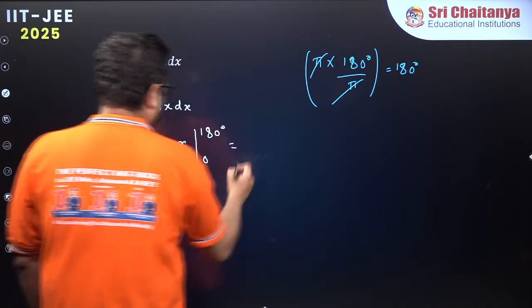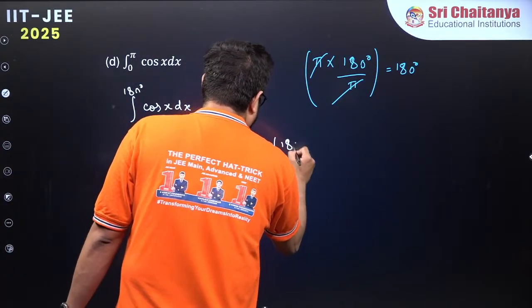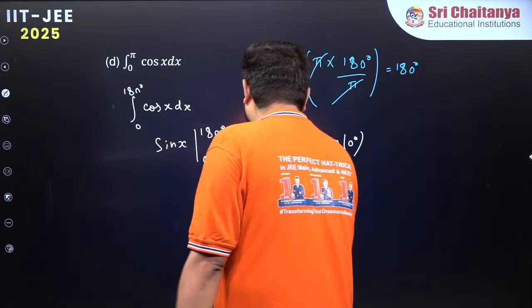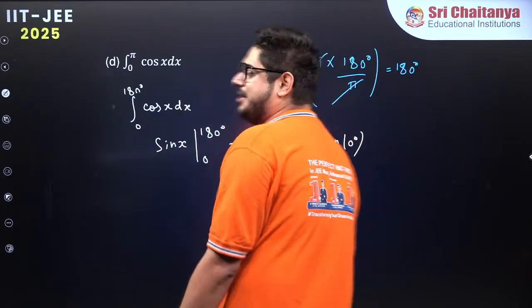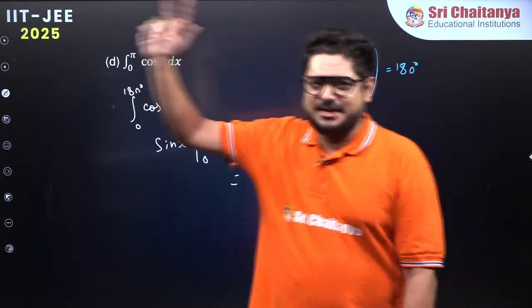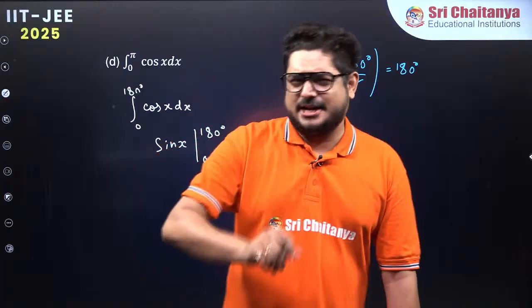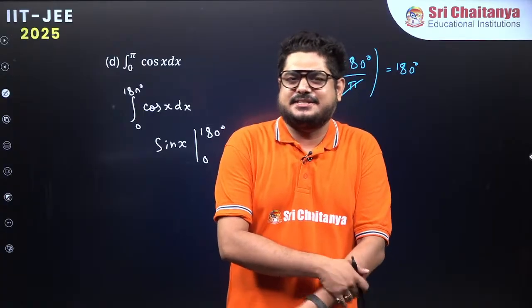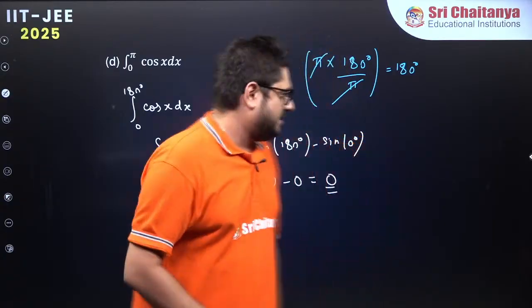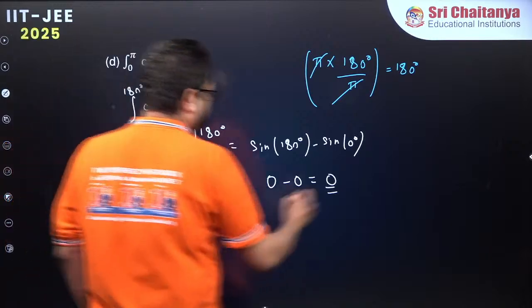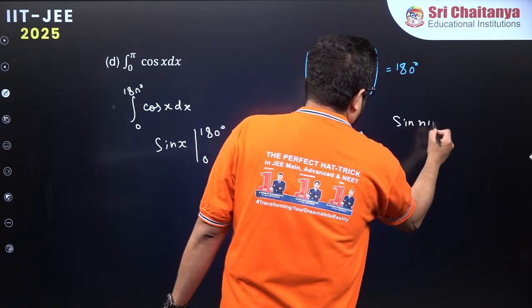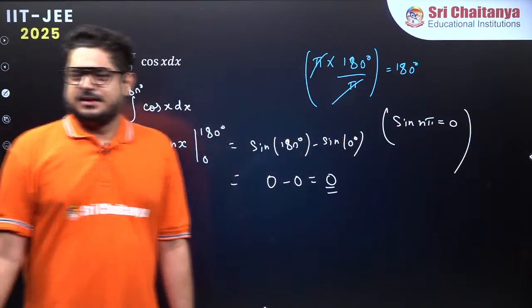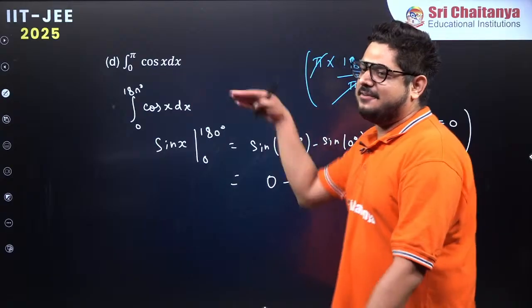So what will I be getting? Upper limit sine of 180 minus sine of 0. Sine 0 is 0, sine 180 will also be 0. As a result, I will be getting 0. How it is 0? I will mention it while teaching graphs from Monday. But let me tell you that integral multiples of pi associated with the sine function is always 0. So sine of n pi is going to be equal to 0. It's going to be universal. I hope most of the people are already aware of this fact, isn't it?